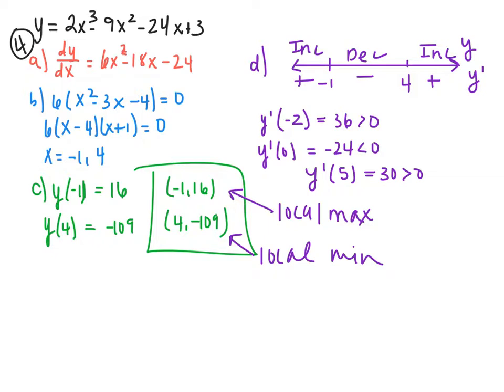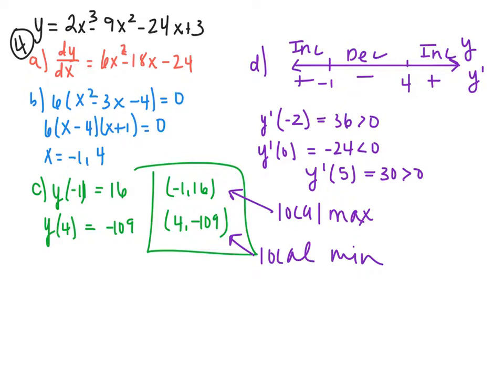Part C wants us to find the coordinates of the stationary points. So we already found the x coordinates. So we need to find the y coordinates, which means you're going to plug it back into the original equation. So you get one stationary point to be (negative 1, 16) and one to be (4, negative 109).